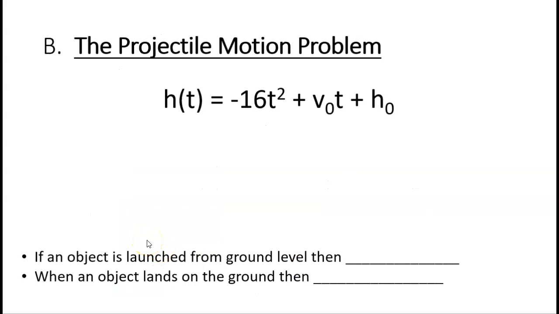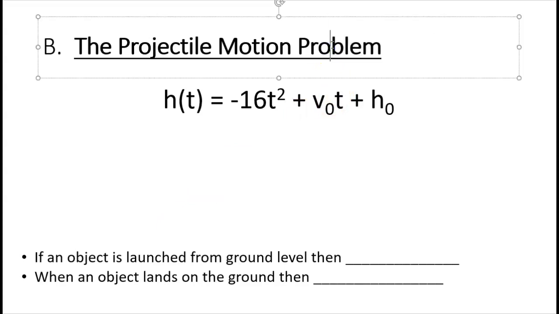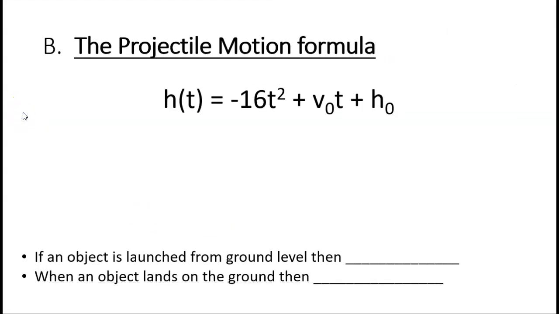Now, here's the projectile motion. It says problem. I guess I should have put formula. It's really more what it is. It's not a problem. So the projectile motion formula is this. Okay, so let's talk about what all these parts represent.